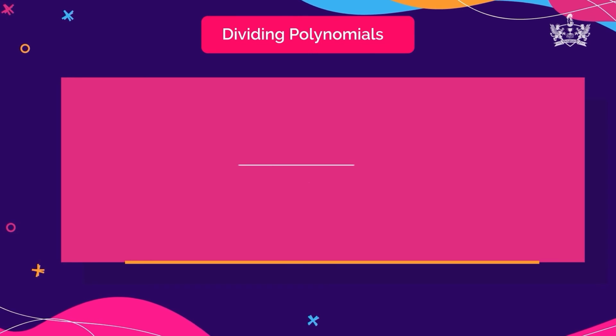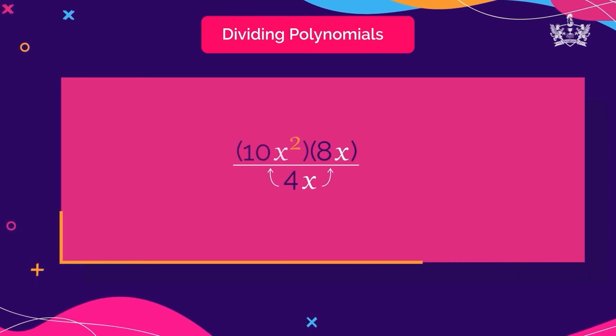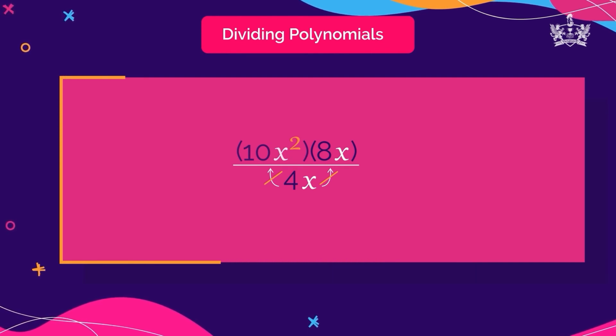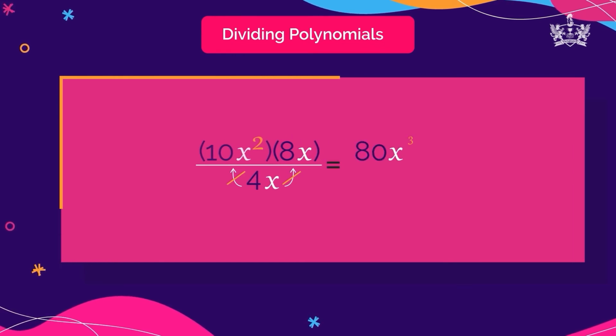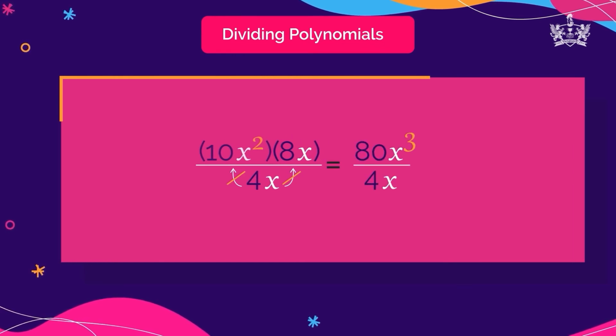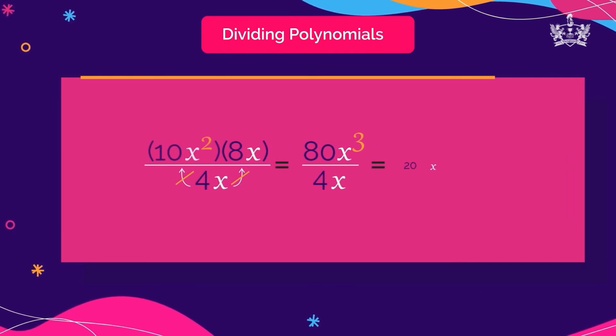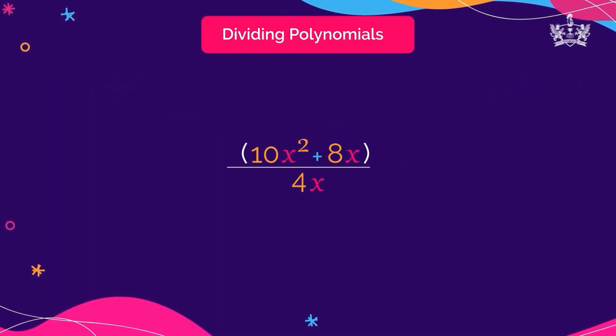This is as opposed to if the 10x squared and 8x were not linked with an addition sign, but with a multiplication sign. Then we would simplify the numerator first into 80x cubed over 4x, which simplifies to 20x squared. Definitely a different answer. Going back to the original expression, another way to solve this is to factor first.